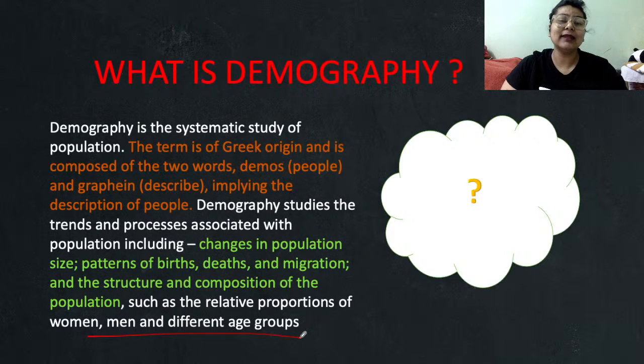Why? Because unless you have the right reading of population, it becomes very difficult for you. For example, the census. How will you understand the entire demographic structure if you do not know the census? It is very important for you to understand that. That is the reason the census plays an important role.